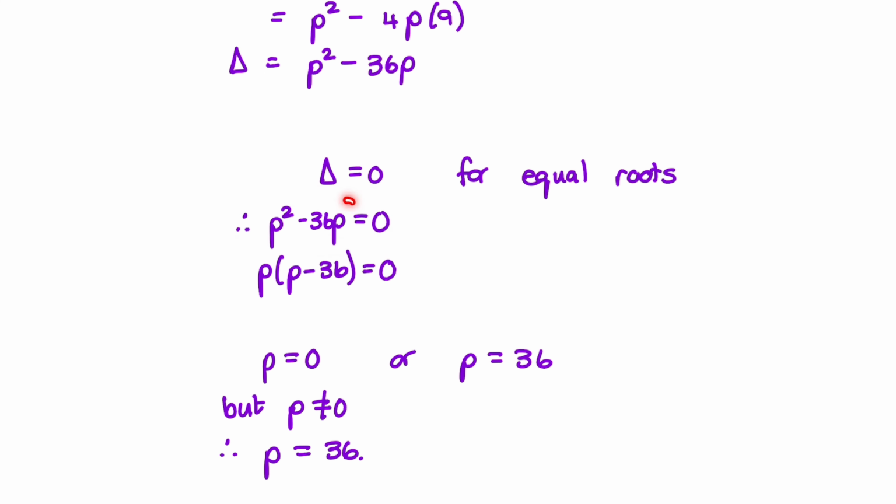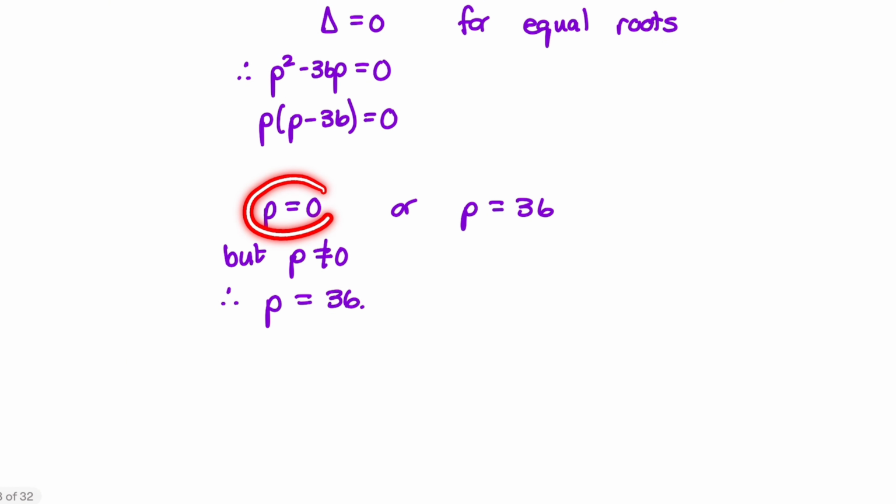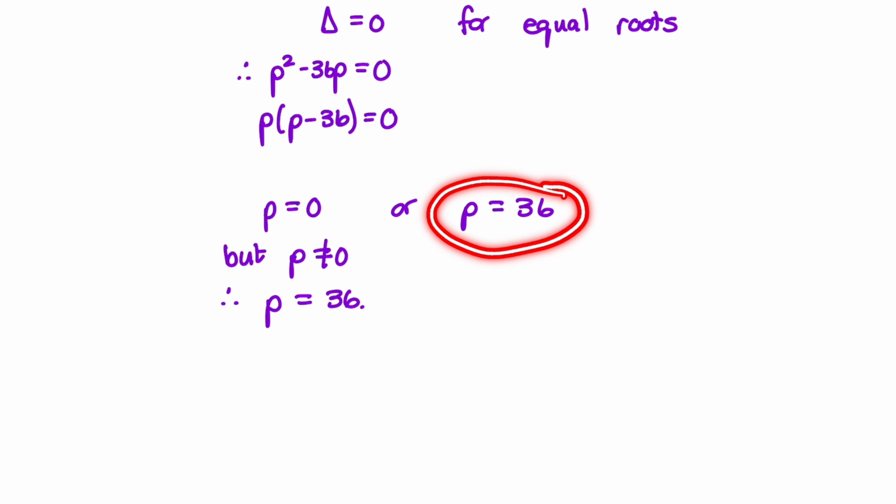And do you notice in this equation that we do not have any x's because we are simply working with delta. And secondly, we have a common factor of p. So I can take out a factor of p, and I'm left with p multiplied with p minus 36. And if I solve for p, I have p is equal to 0, so I set that p equal to 0. And then I set p minus 36 equal to 0, which becomes p is equal to 36.